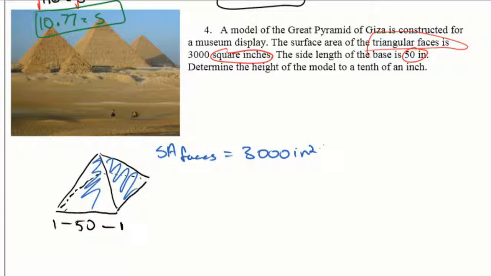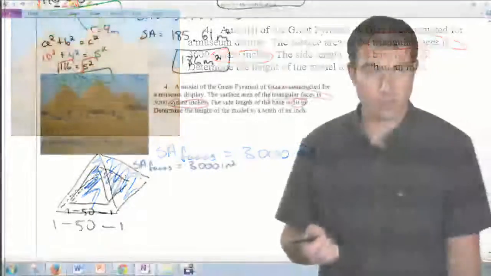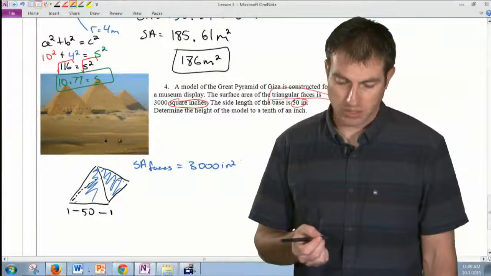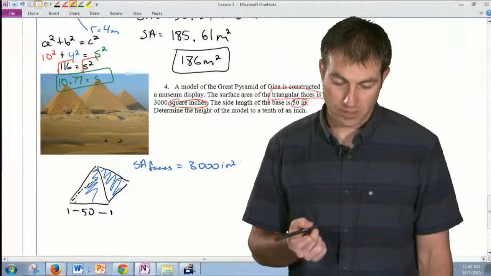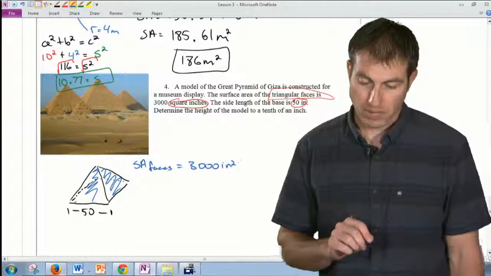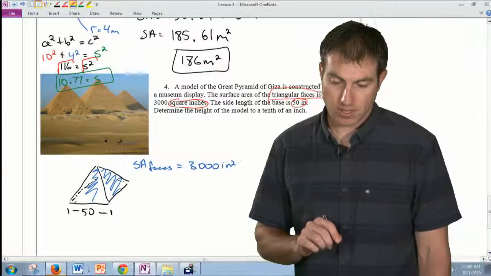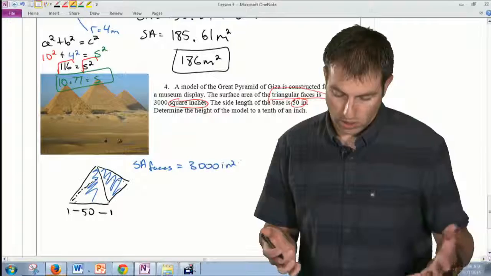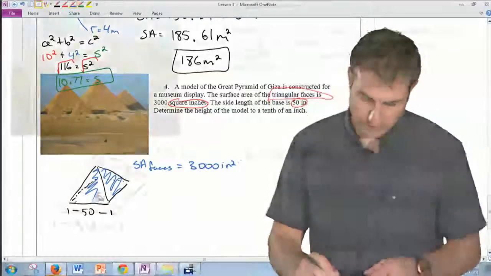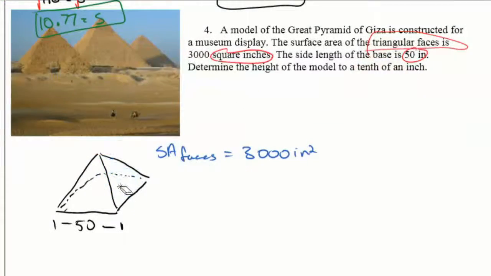So if I had 4 faces, I could probably figure out the area of maybe one face. And from there, I can do lots of different things. So first of all, what am I trying to find? What's the question asking? So we make sure we're going to the right spot. Determine the height of the model to the 1/10 of an inch. So what we are physically trying to find is the distance from the apex down to the middle of the base. We're trying to find that h.